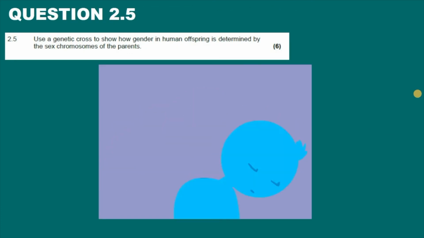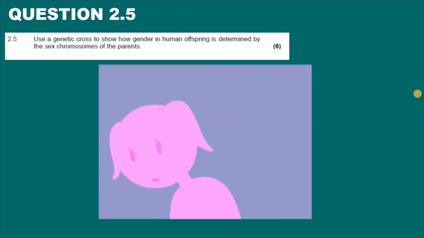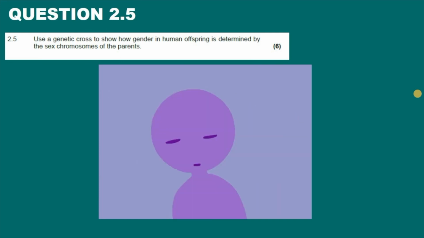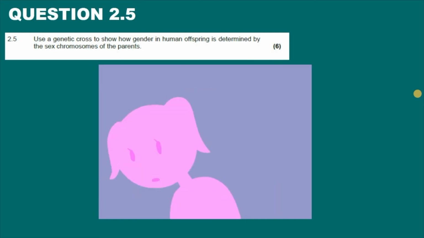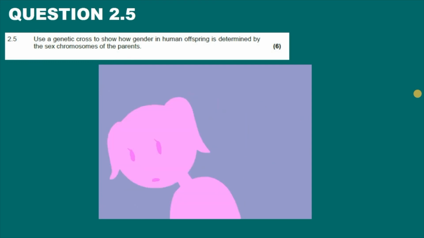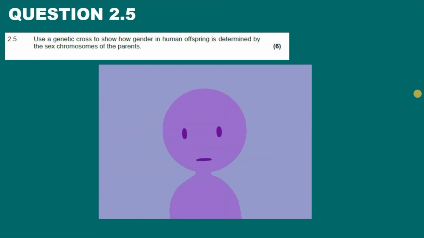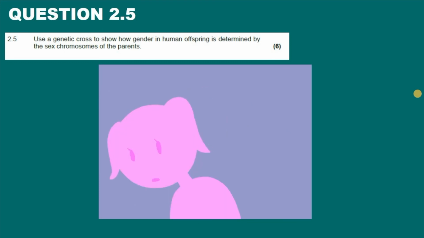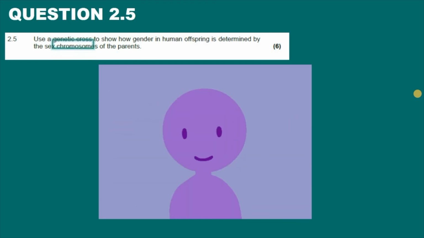So question 2.5 has to do with a genetic cross. This is quite an easy question to answer if you know the format and if you know how to do it. So let's quickly read through the question so that we can see what is asked from us. They say use a genetic cross to show how gender in human offspring is determined by the sex chromosomes of the parents.